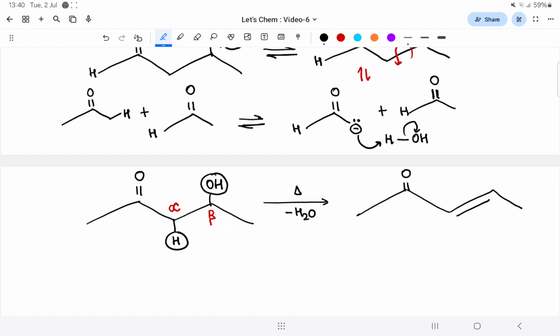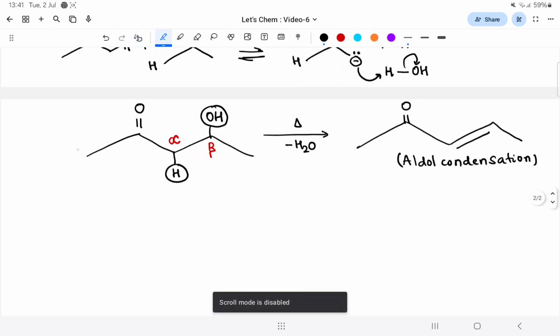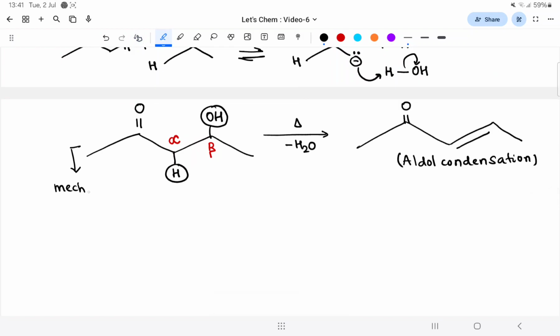We get a double bond here. This is called aldol condensation, right? But how can we write the mechanism for the same? If we have to write the mechanism for the reaction that I have shown you here, how many of you can pause the video and try to write the mechanism for this?